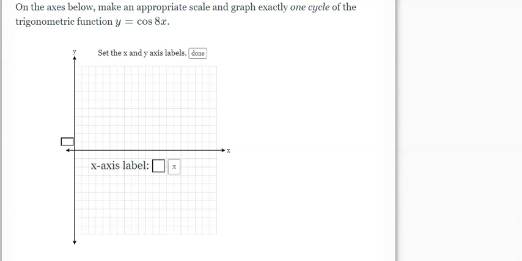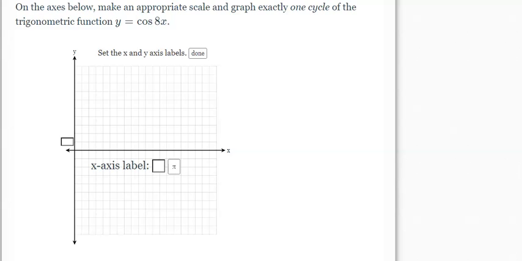Welcome one and all to the second example on drawing trig graphs level 1. To find out more details on these types of examples, go check out the previous video, which is drawing trig graphs level 1, example 1. And that one was also an example on sine. This one is going to primarily focus on cosine.